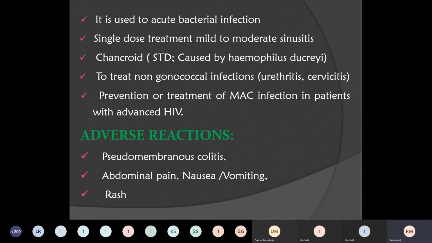It can also be used in the treatment of sinusitis, chancroid, which is a sexually transmitted disease. It can be used in non-gonococcal urethritis and cervicitis. It can be used in the prevention and treatment of Mycobacterium avium complex infection in HIV individuals. Adverse effects include pseudomembranous colitis and GI upset.